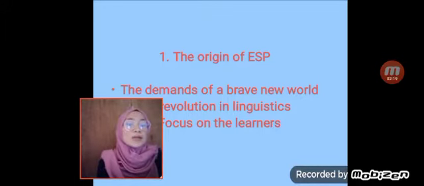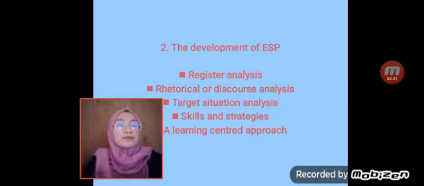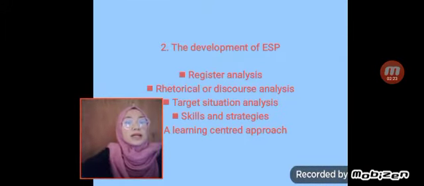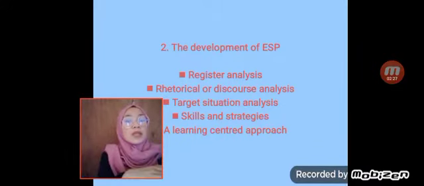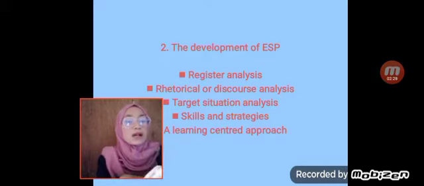The second material is the development of ESP. The first is register analysis. Register analysis is an analysis of grammatical and lexical features of the language used for a particular purpose or in a particular social setting. The second is rhetorical or discourse analysis.